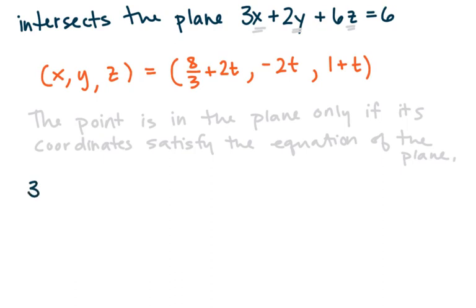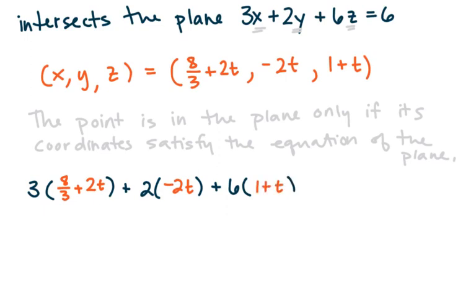So this gives me 3 times 8/3 plus 2t plus 2 times negative 2t plus 6 times 1 plus t. So I plugged each of those x, y, and z values into my plane. Solving this is going to give me a parameter t. So I have 8 plus 6t minus 4t plus 6 plus 6t equals 6.